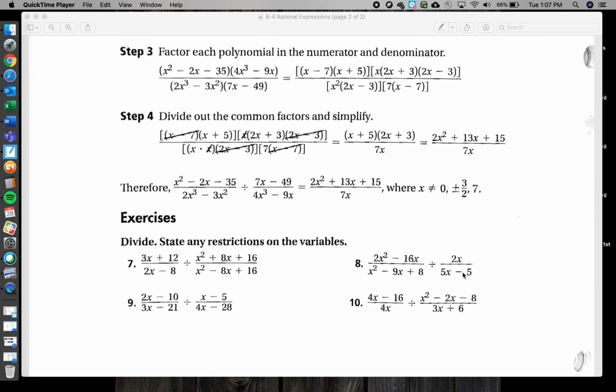Okay? So same idea down here. Rewrite these division problems as multiplication, do all of the factoring, and then cancel all the factors. Don't forget to state the restrictions on the variables.